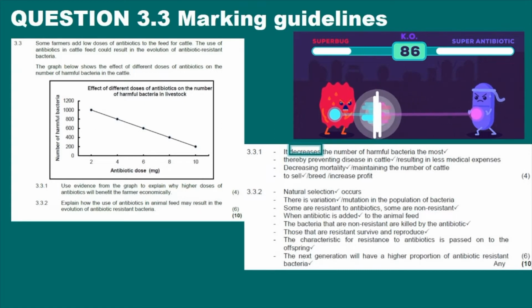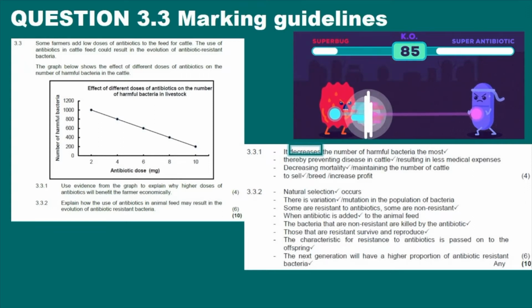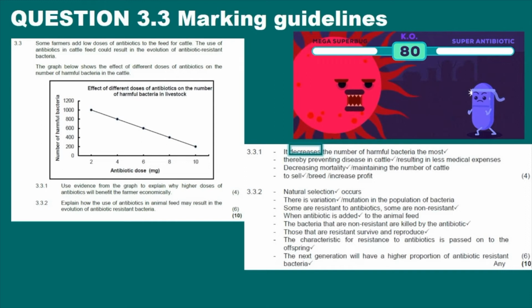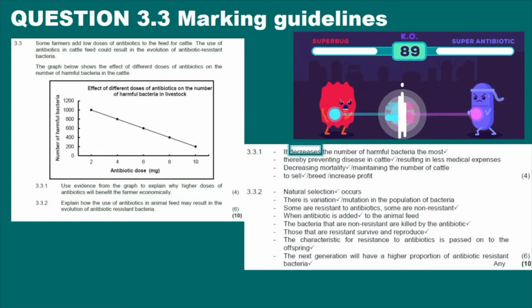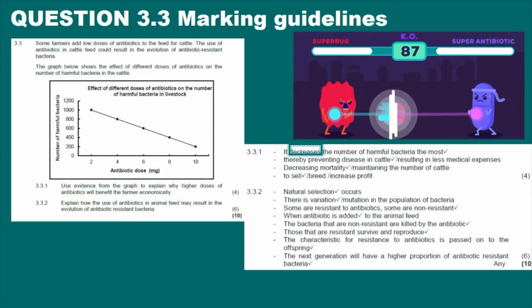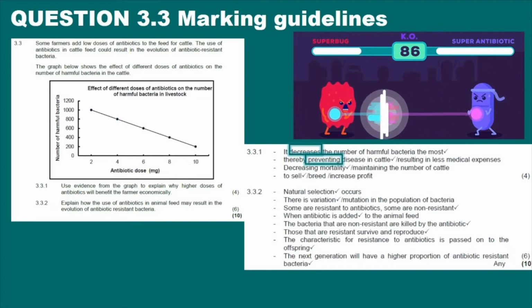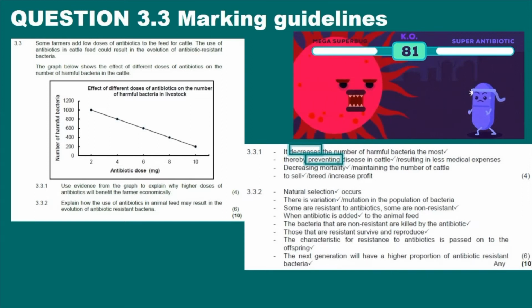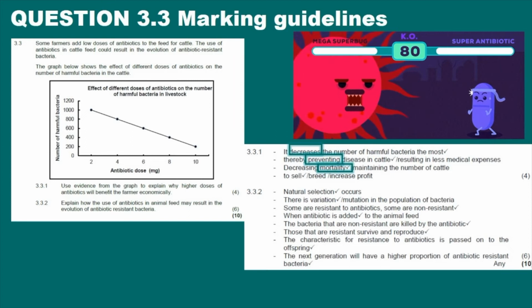It will decrease the number of harmful bacteria, so it's going to kill them, because you can see on the graph that the higher my dosage, if we move from 2 to 10, there is a decrease in the number of bacteria because the line is moving downwards. If we look at 2, it is at 1,000, and if we move down to 10, it drops to about 200. So the number of bacteria that survived is much lower at higher doses. Therefore, we prevent the cattle from getting the disease or being penetrated by the pathogen. Then it will also decrease the mortality rate of the cattle.